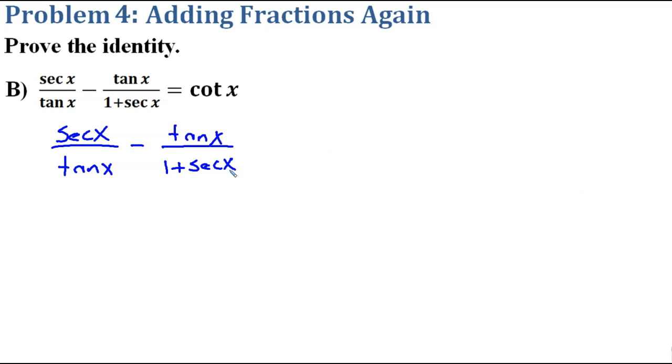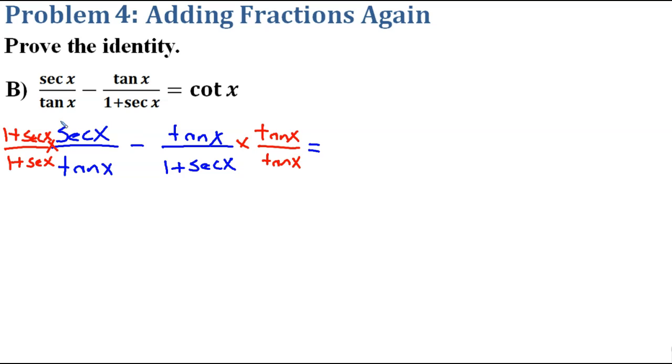Okay, we need a common denominator. That common denominator is going to be tangent x times 1 plus secant x. The first fraction's missing the 1 plus secant, so we'll multiply by that on top and bottom. The second fraction's missing the tangent, so we'll multiply by tangent x on top and bottom. And let's figure out what we're left with there.